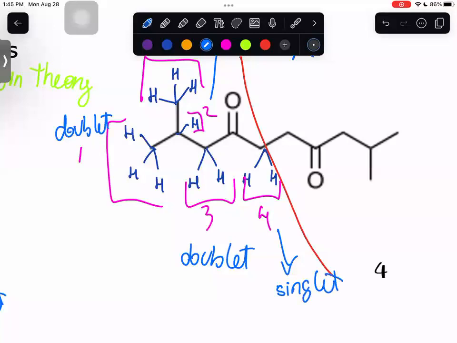There are no neighbors. You can only go to the left side, and on the left side, we don't have any neighbors. Question: in theory, you can still go right, so will it not be a doublet? You could go right, but in the end they're not going to be neighbors, because they're the same exact signal. Exactly. So remember, hydrogens that are part of the same signal are never going to be neighbors of each other. The reason you can go to the right is because that's a plane of symmetry. They're the same exact signal.